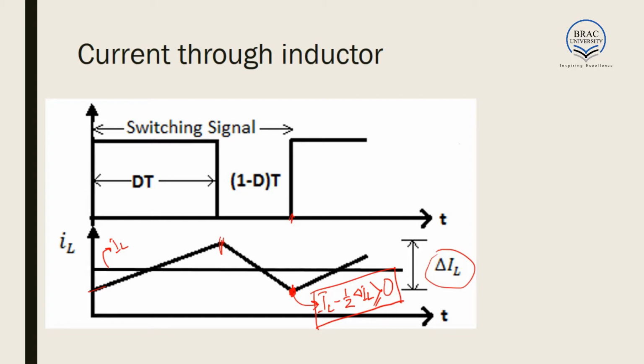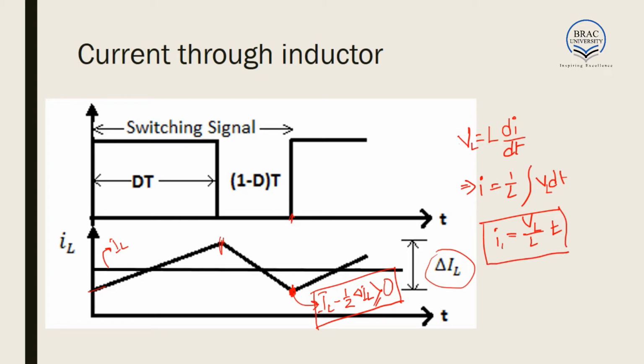Another thing we can remember is VL is equal to L dI/dt. If we modify it, we get I is equal to 1 by L integration of V dt, or we can get I equals VL by L into T. This equation for the current through the inductor has to be remembered. This equation will be helpful when we try to determine the value of inductance which will be more suitable.